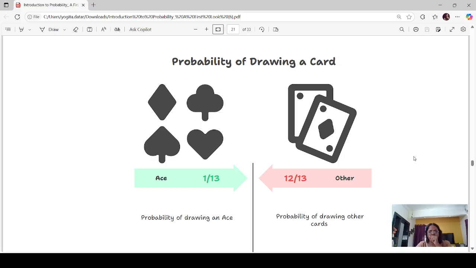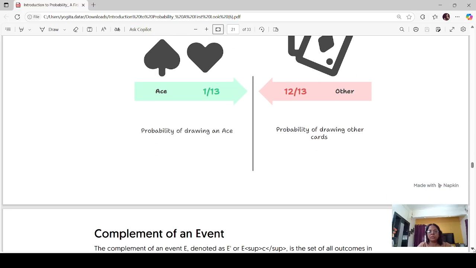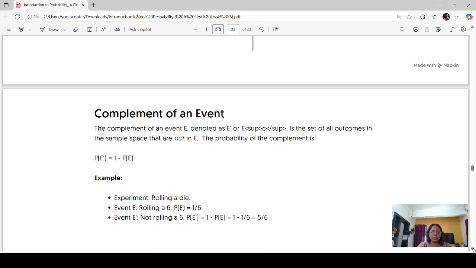So out of the 52 cards, only 4 cards we are interested in. So 4 by 52 gives us 1 by 13. And as we know that by normalization axiom, total probability is always 1. So probability of not getting an ace card is 1 minus 1 by 13, that is 12 by 13. So in this way, using these 3 axioms, we can find out the probabilities.